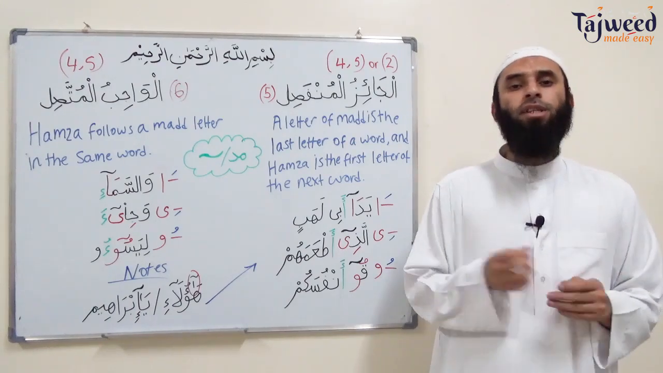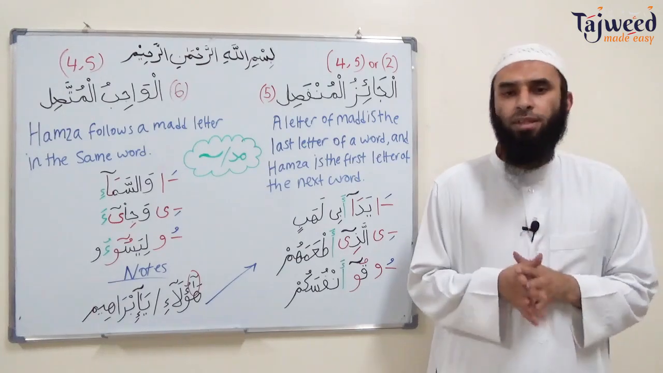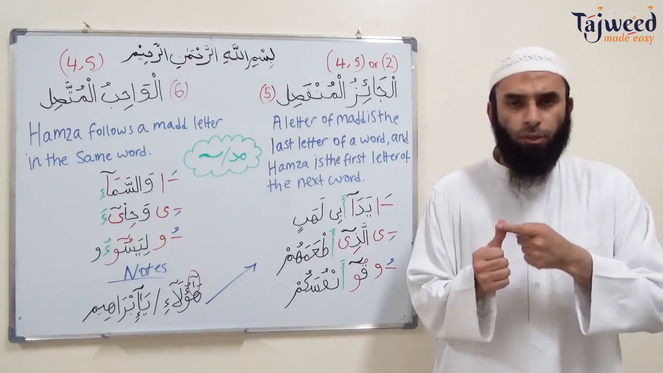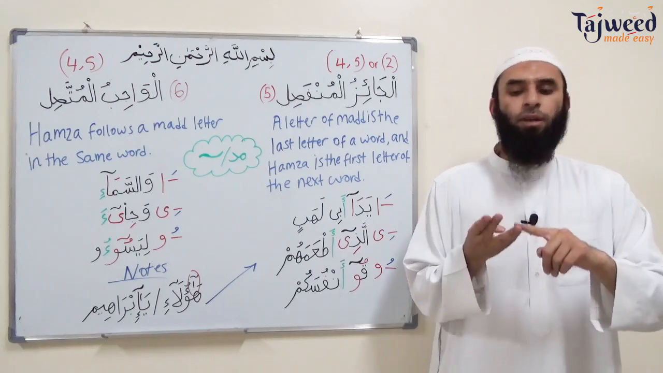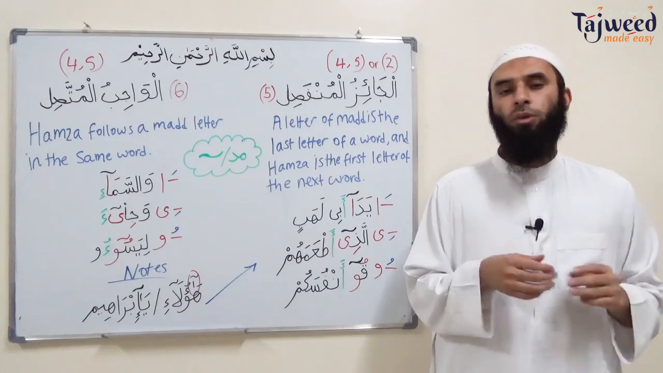In the last two lessons we started the ahkam al-mudud, the rules of mad. We found out that there are 9 different types of mads in the whole of the Quran, no more than that. And we did the first 4. The first one being mad al-tabi'i, second mad al-badal, third mad al-iwad, and the fourth one being mad al-sila, al-sughra and kubra.